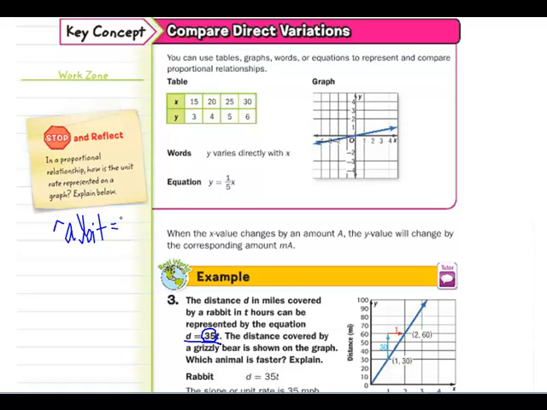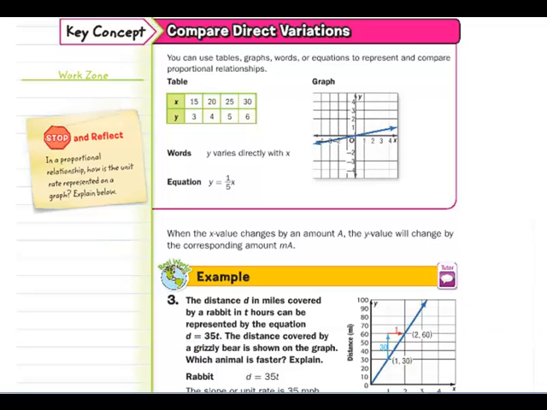Now, it wants to know, is that faster or slower than a grizzly bear? Well, if you look at this right here, this is the graph of a grizzly bear, and you can tell its slope by using the slope formula. So y2 minus y1 over x2 minus x1. So that is 30. So obviously, which one's faster, a rabbit or a grizzly bear? It would be the rabbit. All right. So with that, I'm going to go ahead and skip on to example 4.